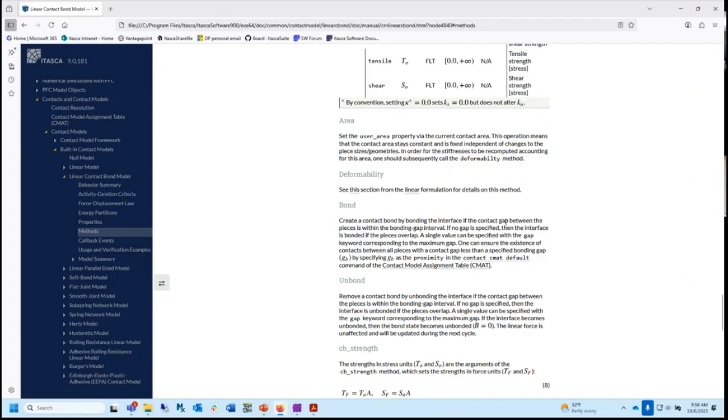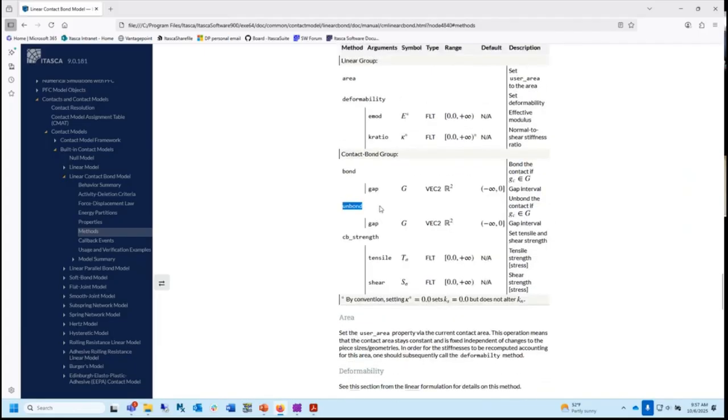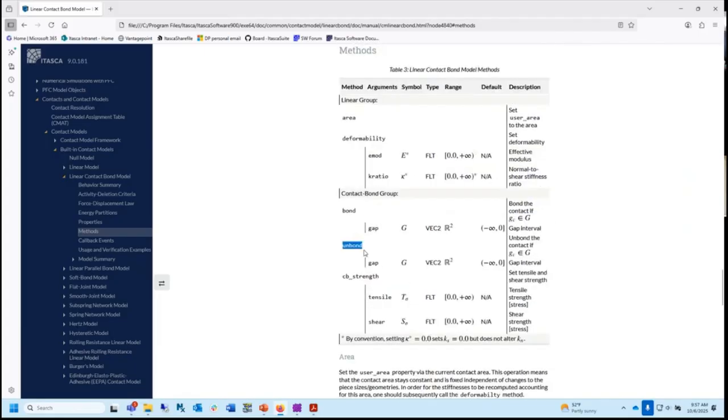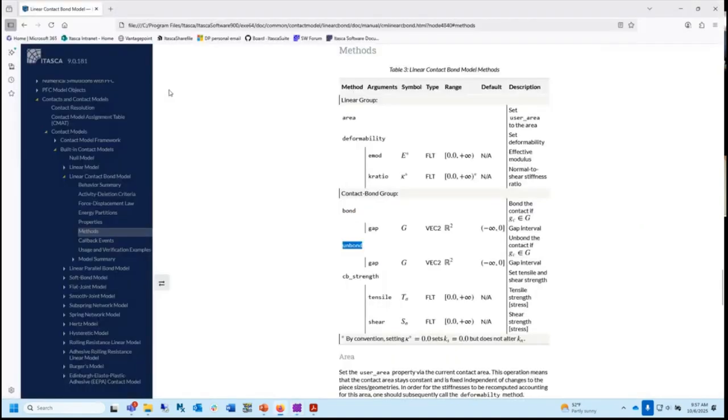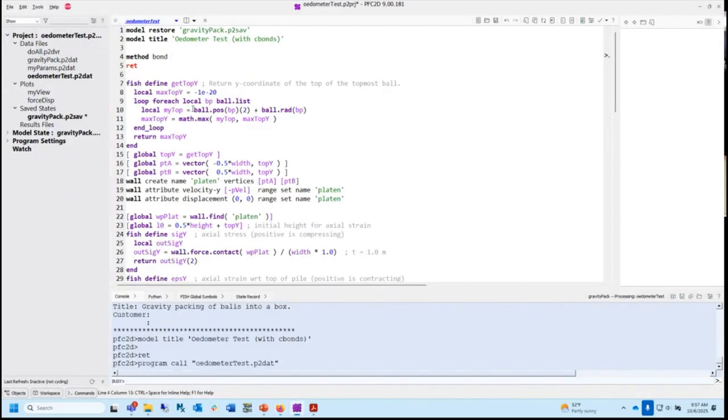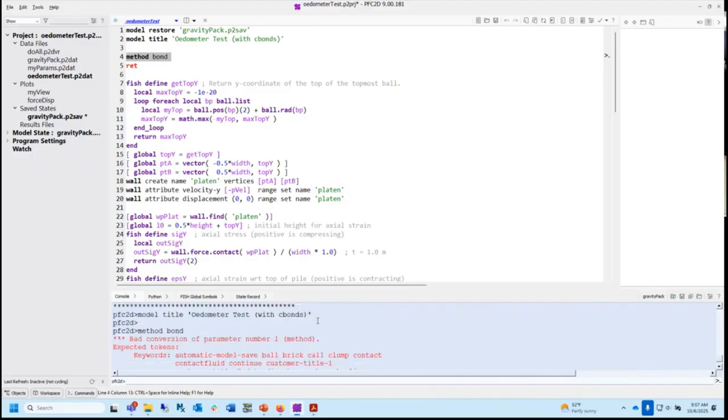It bonds if the contact gap is within a certain interval. If no gap is specified, then the interface is bonded if there's overlap. So let's try to call this method. The command should be method bond, and there's a gap parameter. I want to call this on all contacts. Method bond, and I have this gap. Let's just try this. This is not going to work. It's going to tell me bad conversion of method.